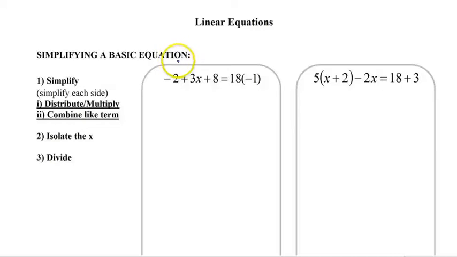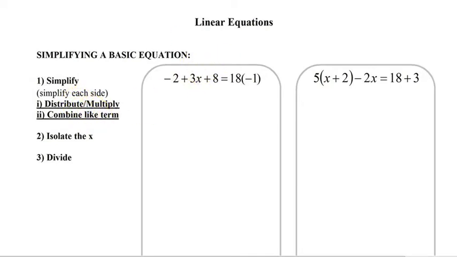Alright, solving linear equations. This is part 3. The first thing we have here is a really messed up looking equation, and that's why we're going to simplify it. So you want to look and see if there's any parentheses. If there are, you're going to distribute. If there are any like terms, you want to combine them.